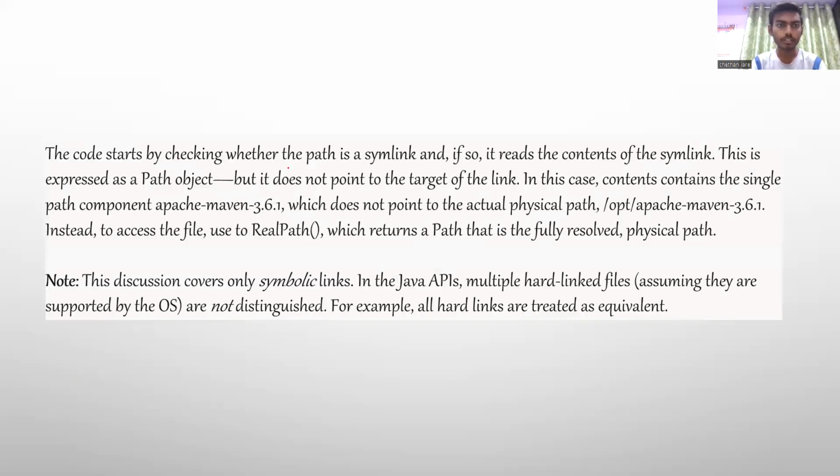The code starts by checking whether the path is a symlink, and if so, it reads the content of the symlink. This is expressed as a path object, but it does not point to the target of the link. In this case, the content contains the single path component Apache Maven, which does not point to the actual physical path. Instead, to access the file, use toRealPath, which returns a fully resolved, physical path.